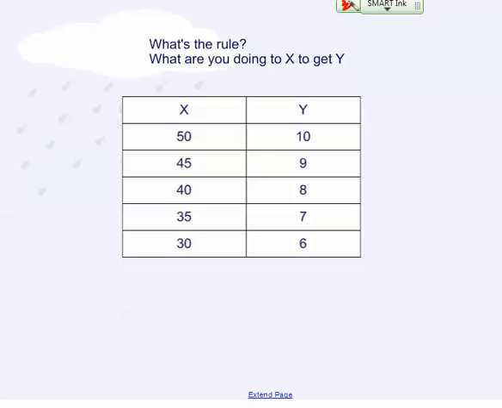Okay, so let's try this one. What's the rule? What are you doing to x to get y? Go ahead and hit pause, solve this problem, and then we'll come back to see how you did.